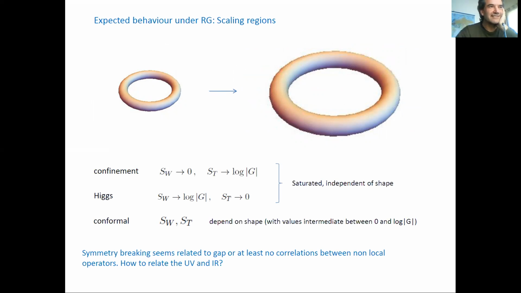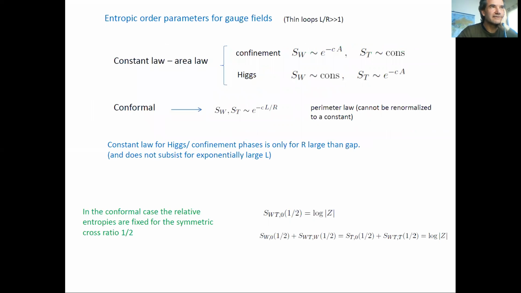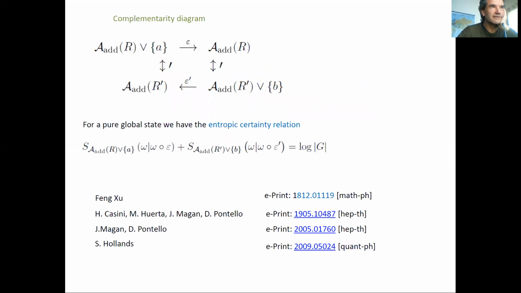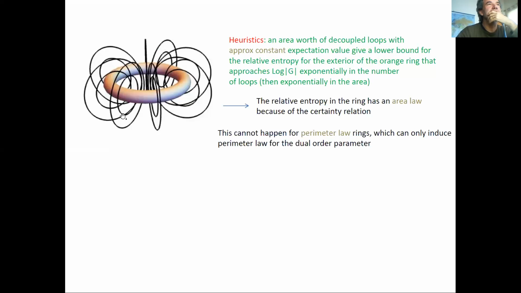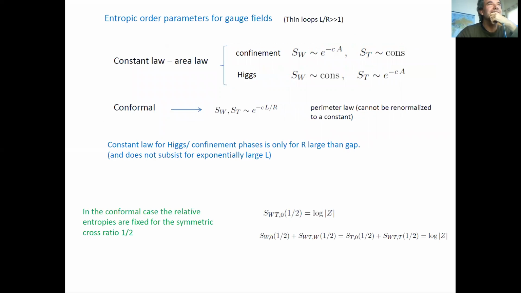Can you go back to that transparency where you explain? So you talked about your entropic order parameter, and you said it goes in the confining case as area law. I think it's the previous one. No, next. We have a delay. The one that has the Wilson area law and the perimeter law for the 't Hooft, etc. Yes, this one. Okay.